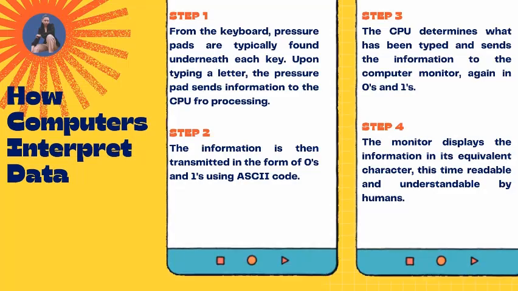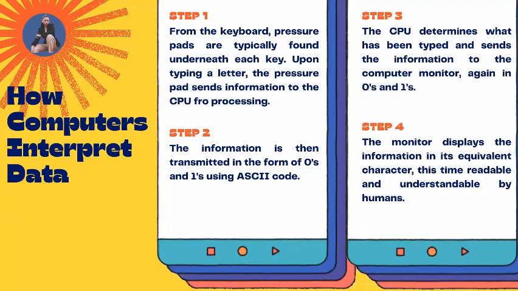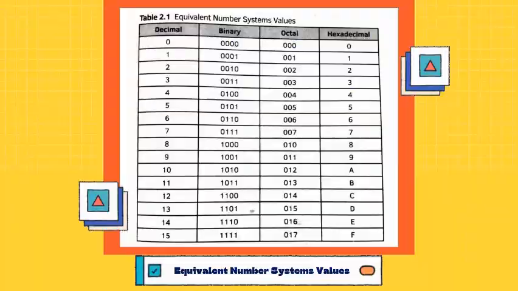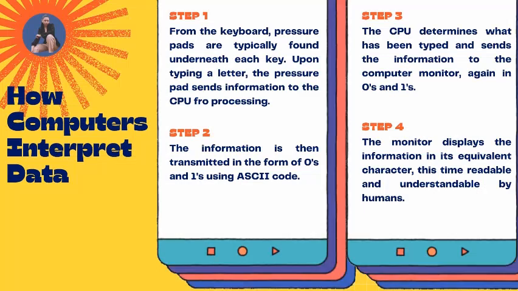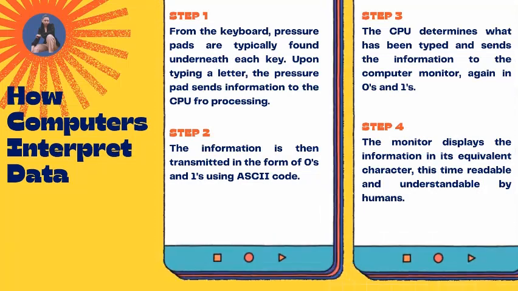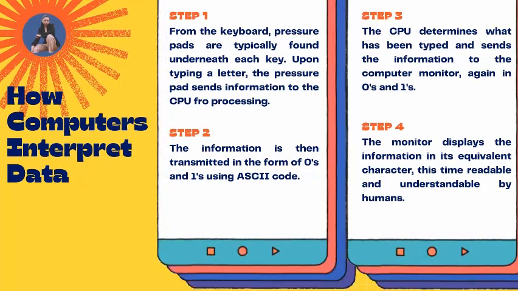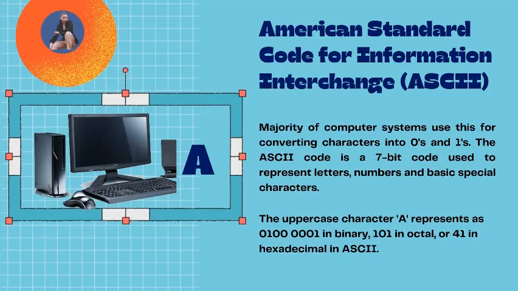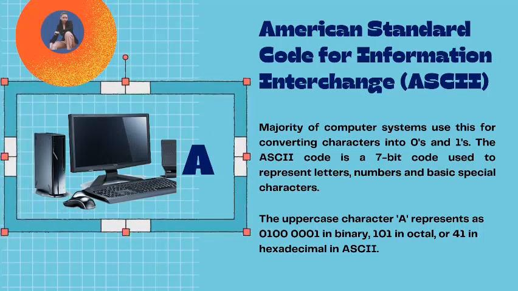Third step, the CPU determines what character has been typed and sends the information to the computer monitor, again in zeros and ones. And the last step, the monitor displays the information in its equivalent character, this time readable and understandable by humans. So what is ASCII?